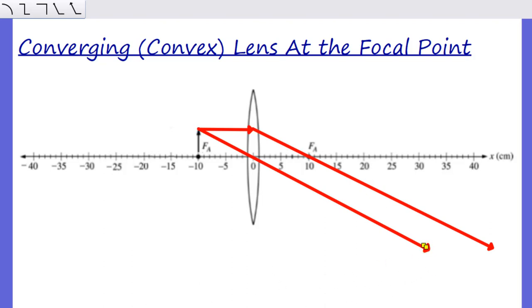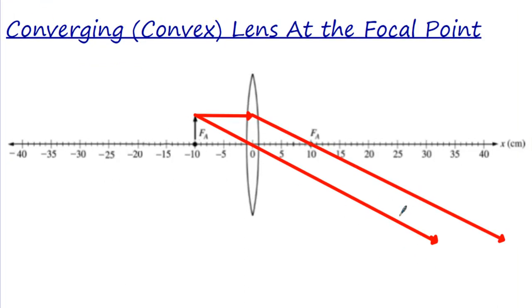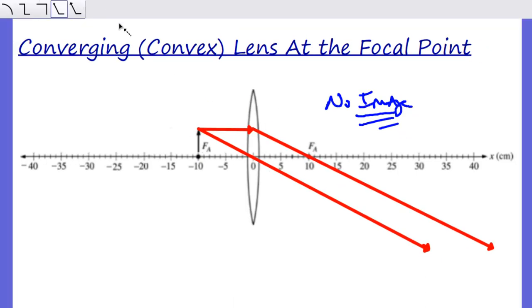These two lines are exactly parallel with each other, which means they're never going to come together. They're never going to cross each other. So I have no image. If you were exactly at the focal point and looking at a lens, if you have a magnifying glass around, try it. You will see when you're at the focal point, you will not see an image. There will never be an image formed on this side. There will never be an image formed, and I'm going to do dotted lines for the other side. You can see how with dotted lines, we have no image ever being formed on either side.